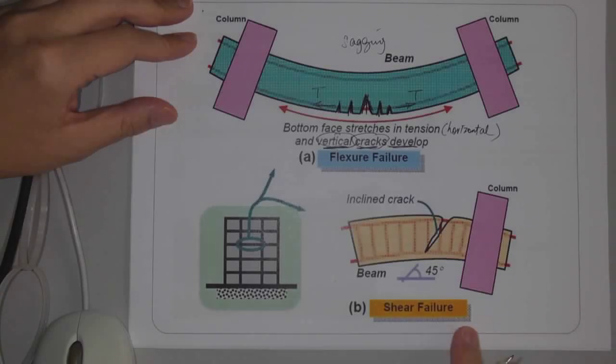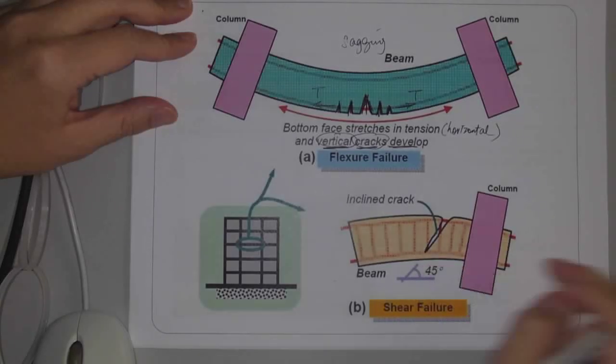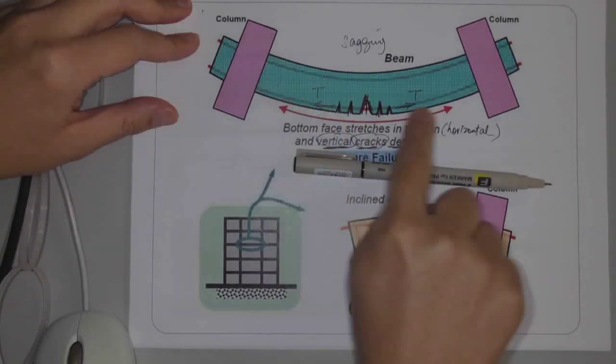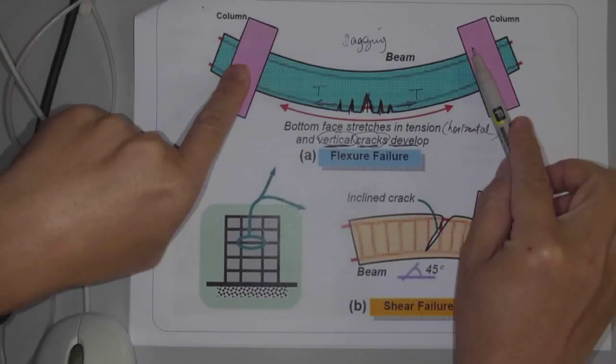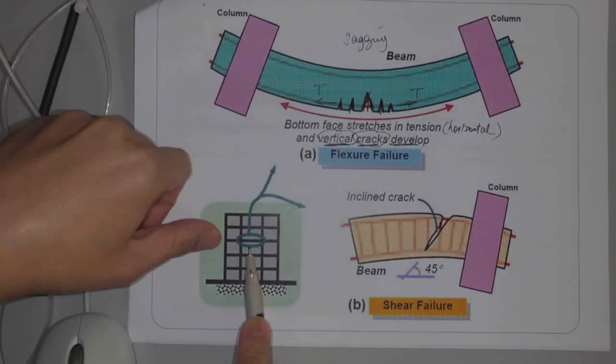Figure B we won't cover today because it deals with shear, so we'll come back to this next time. This indicates a beam supported by columns at both ends. Just lay the beam there.